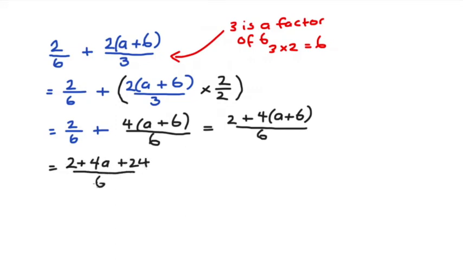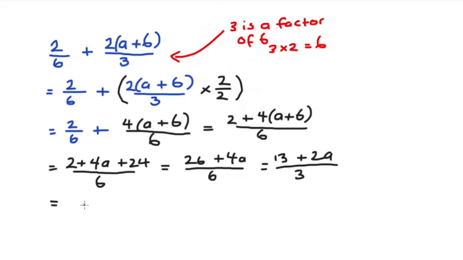So if I wanted to simplify, I can open the bracket out first. So I would get 2 plus 4a plus 24 over 6. 2 plus 24 we can add together, so we get 26 plus 4a over 6. If we divide the numerator and denominator by 2, which is a common factor, we get 13 plus 2a over 3. And it actually follows from our discussions that this is all equal to 13 over 3 plus 2a over 3. And this brings us to another aside point.